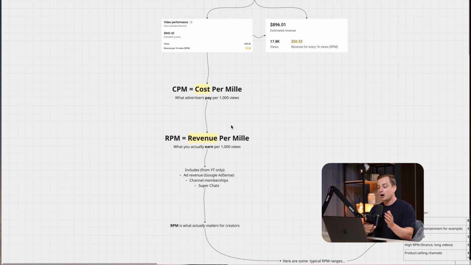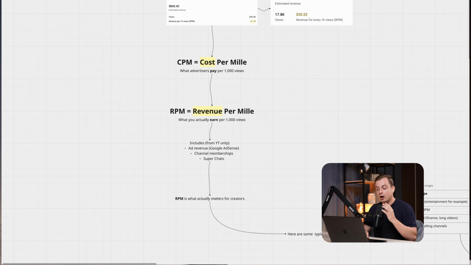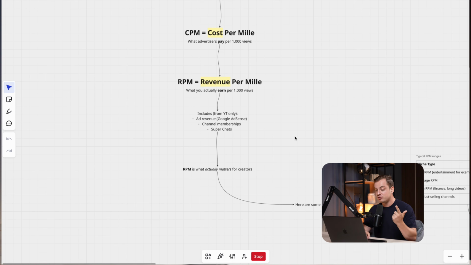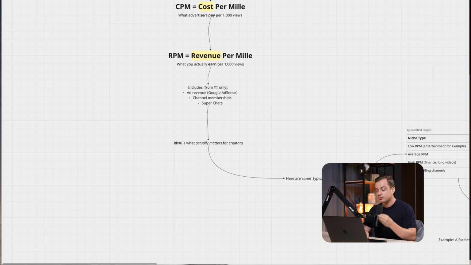Okay, so what is CPM? CPM stands for cost per mille, which is what advertisers pay to YouTube per 1,000 views. But this doesn't matter to us because YouTube, of course, takes their fair share. And then we get to RPM. RPM stands for revenue per mille, and mille is the Latin word for per 1,000. And this is what you actually earn per 1,000 views. This includes ad revenue, channel memberships, but also super chats and donations. RPM is what actually matters for the creator.